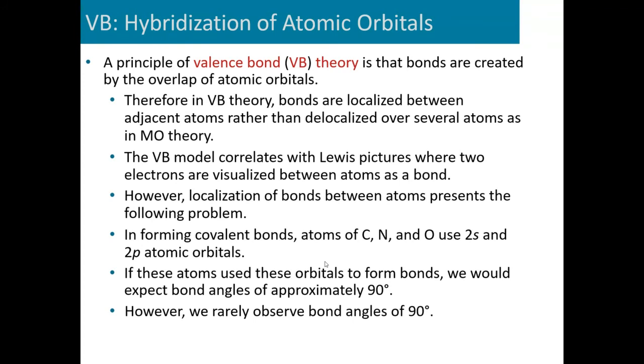In this theory, the electrons are localized between the two atoms that form the bond. So the bonds are also localized between both of the atoms that form the particular bond. It doesn't matter if it's a sigma or pi bond in this case.